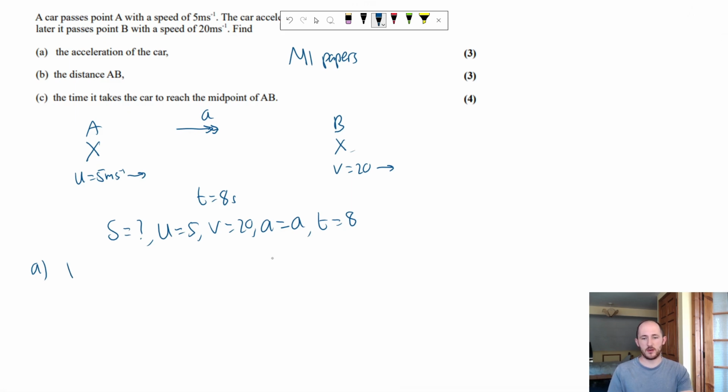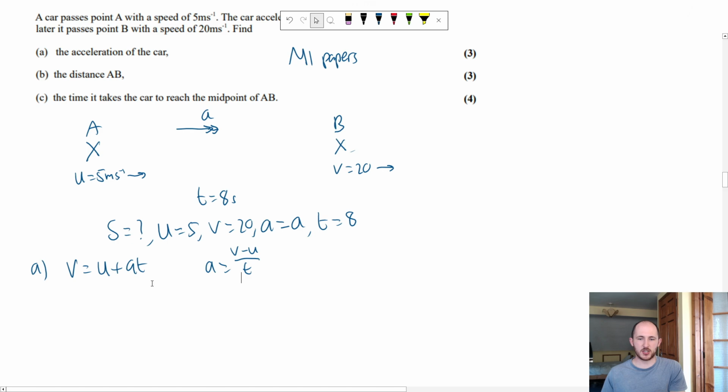So you can either call it V equals U plus AT, or you can simply say it's the change in velocity over time. Whichever one you like to do, this is just a rearrangement of this formula, all the other way around. So if we sub all those numbers in, we get a nice and easy calculation. 20 minus 5 over 8. So that's 15 over 8, which would be 1.75.